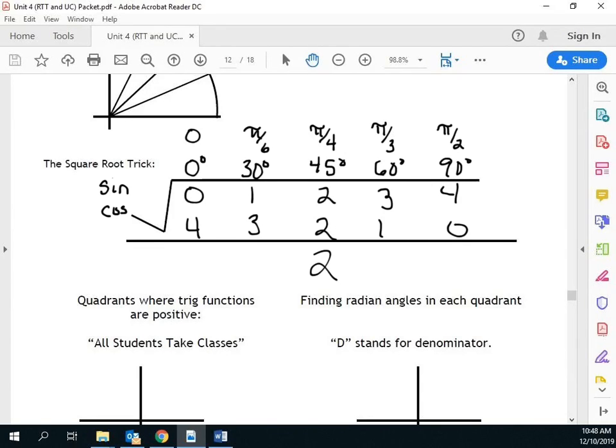I can also now go and ask you, what is the cosine of pi over 3? We'll go to pi over 3. Cosine is the bottom, so it's a square root of 1. What's the square root of 1 reduced to? 1. 1 over 2, so it's 1/2. Cosine of pi over 3 is 1/2. And so you can find that using the square root trick.